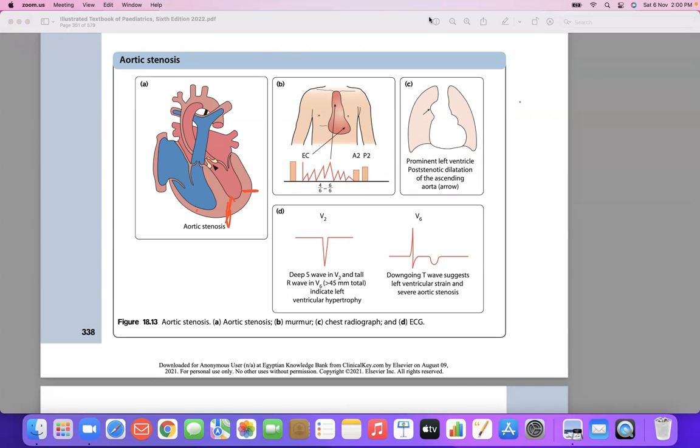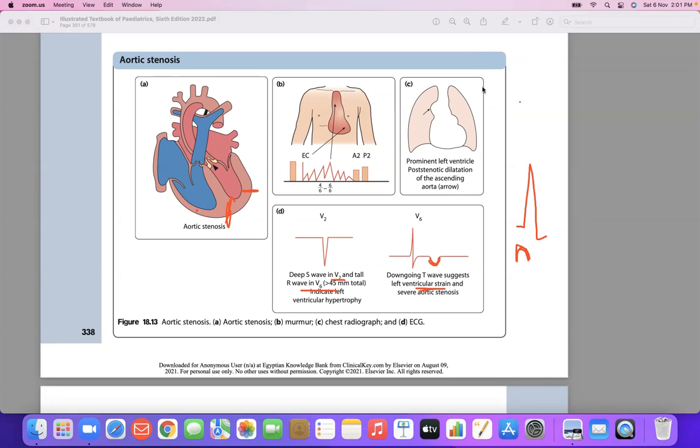What happens here? You will see a left ventricular strain pattern. In V6, normally we should have an upright T wave, but here we have an inverted T wave. This represents the left ventricular strain pattern. And also you will have tall R waves in V5 and V6. You can have tall R waves and deep S waves in V1 and V2 both.